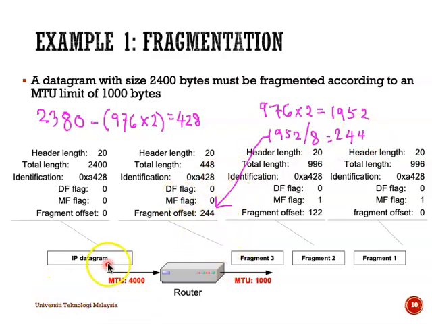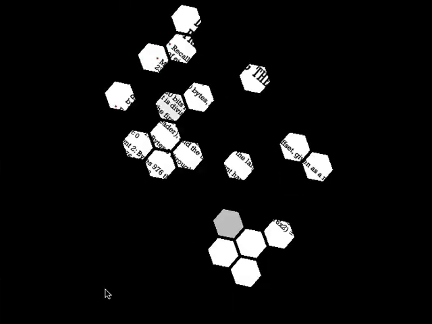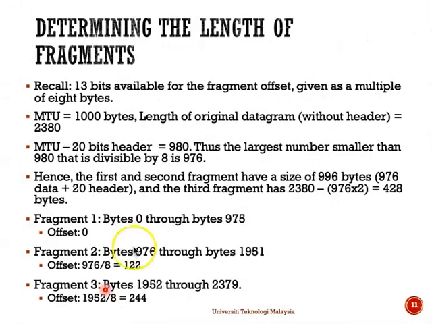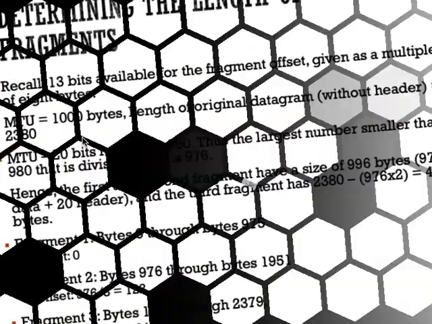Okay, so let's have a look at another example. Basically, this page shows the summary of the previous example 1. You can have a look here at the details of each fragment size, as well as the data size and also the header size.